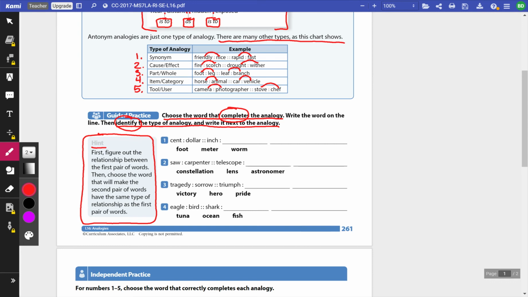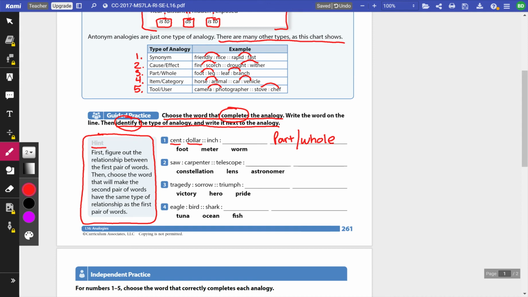So number 1, we have cent is to dollar. So let's figure out the relationship first. So a cent is part of a dollar. So that lets us know that it is part to whole, because if you have 25 cents, that equals up to $1. So a cent is part of a dollar.